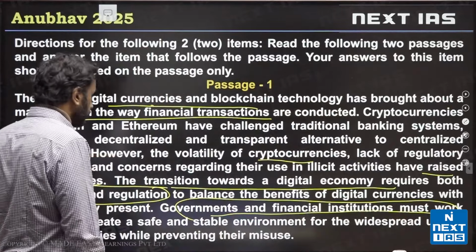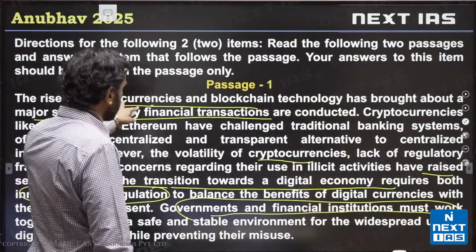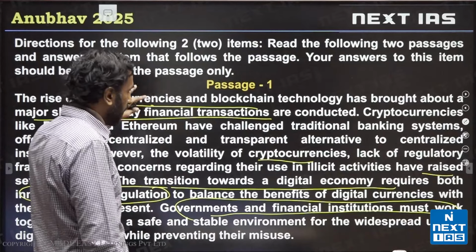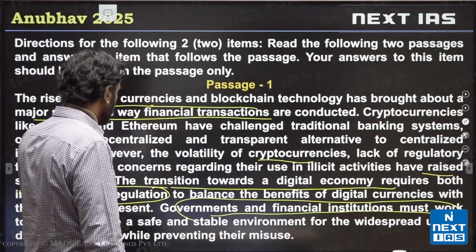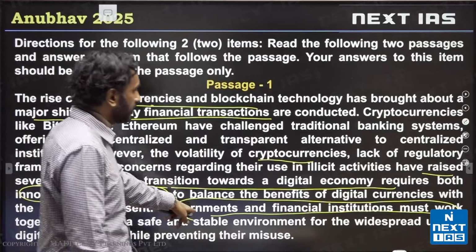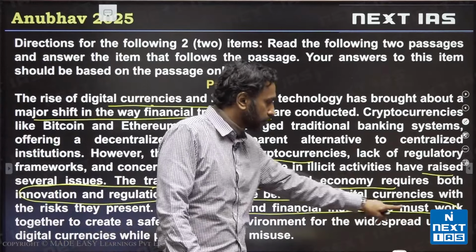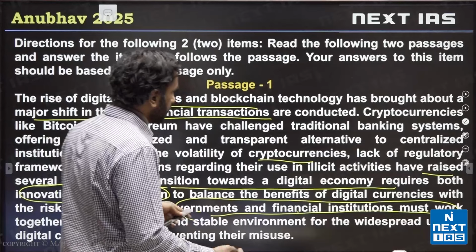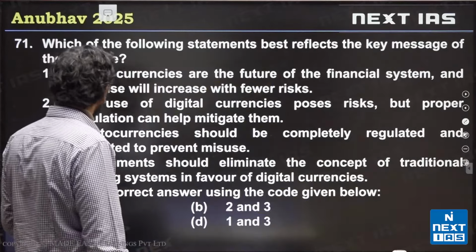All right. So digital currencies have had a major impact. They have raised several issues, but if there is innovation and regulation done by government and financial institutions together, then we can find solutions. Fairly easy passage. All right.